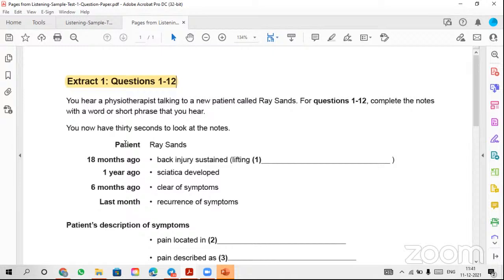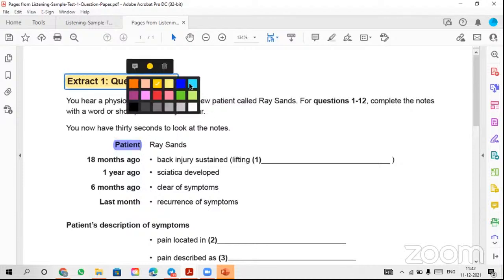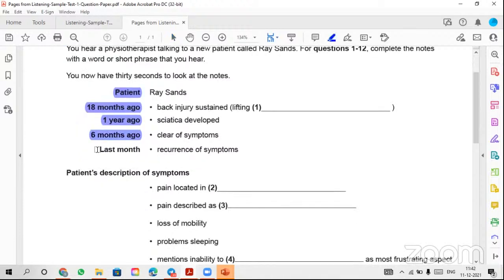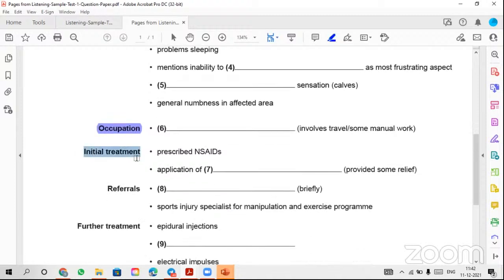This is the patient. Now I'm going to give you a dark color. So you have to focus on these areas. Bold ones are very, very important. So now you see these are very, very important. I'm taking you to the techniques. When you take the paper, these are the things which you have to focus on.